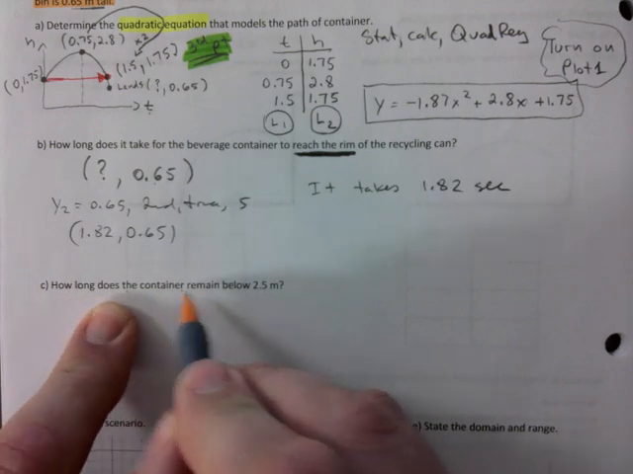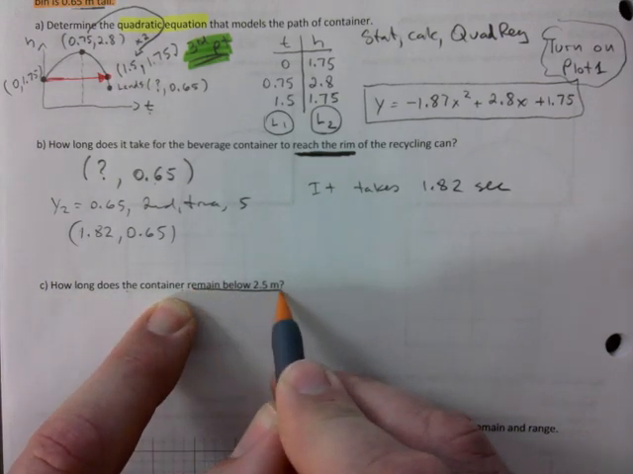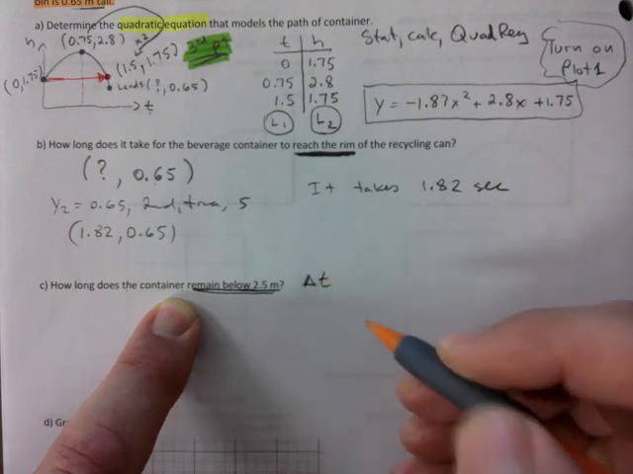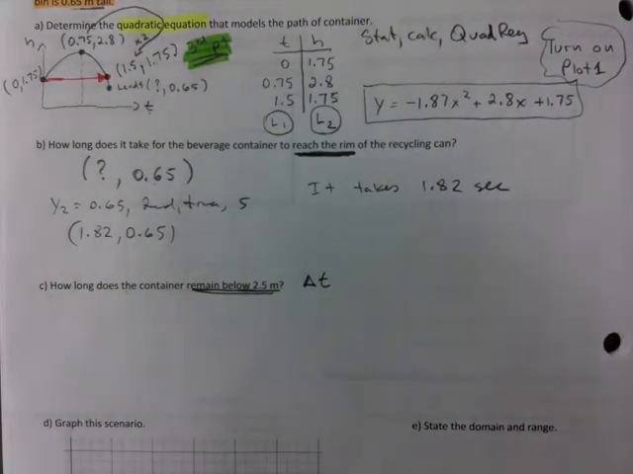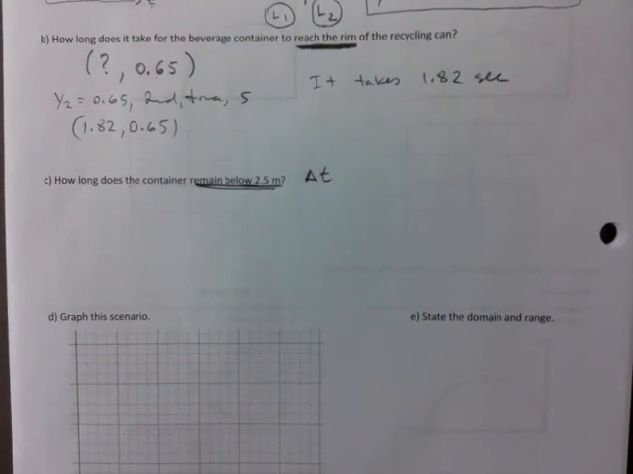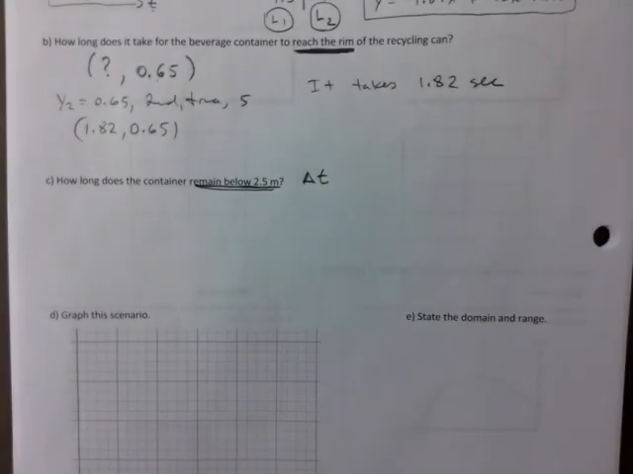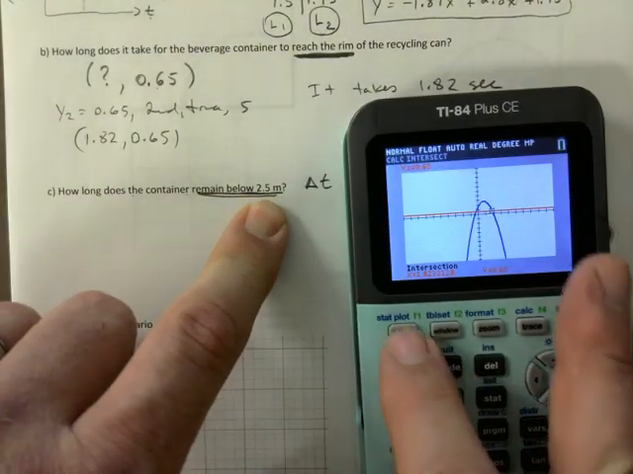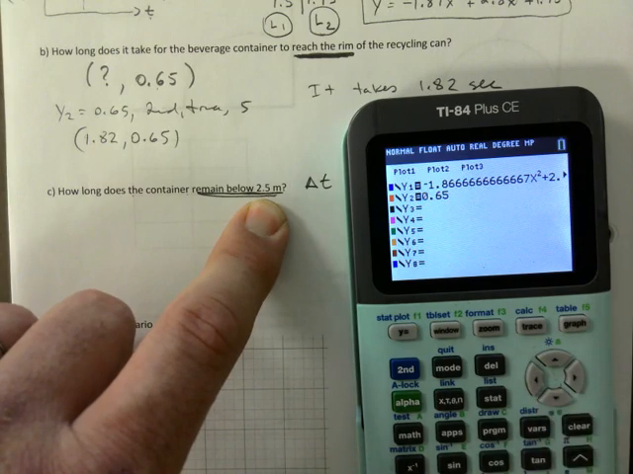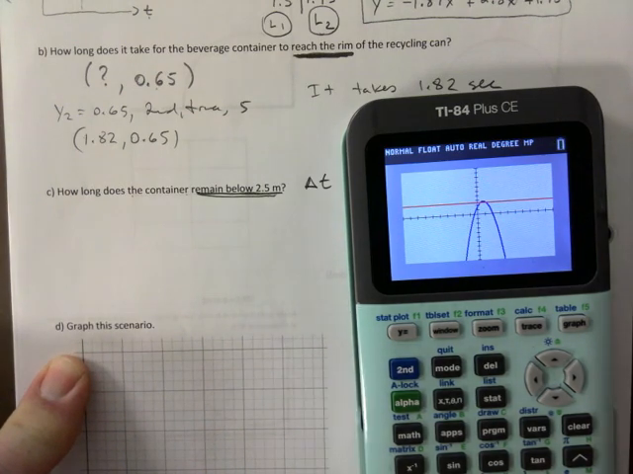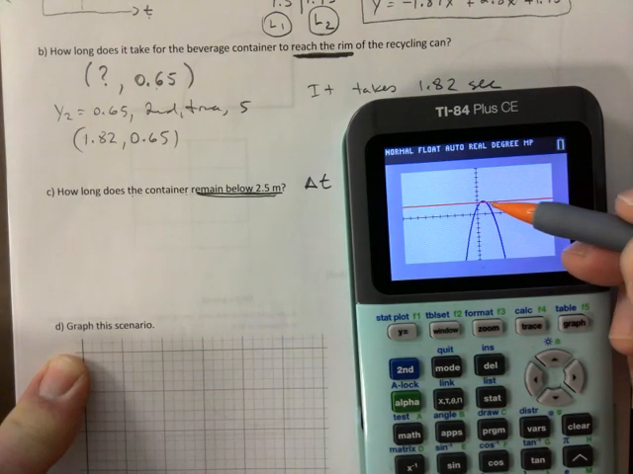How long does a container remain below 2.5 meters? This is going to be a delta T situation. Probably. I don't know. Actually, I should look. I'm going to see here below 1. So I'm going to go y2 is equal to 2.5. Yeah, so there are two instances where it does.